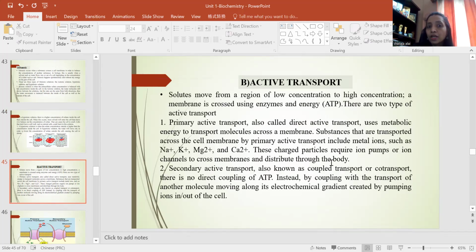So there are two different types of active transport: primary active transport and secondary active transport. Primary is also called direct active transport, and it utilizes some metabolic energy. Secondary active transport is also called coupled transport or co-transport. It means there is no direct coupling of the ATP. It will attach to the transport of other molecules, and it will get transported. That's why it is called secondary active transport.